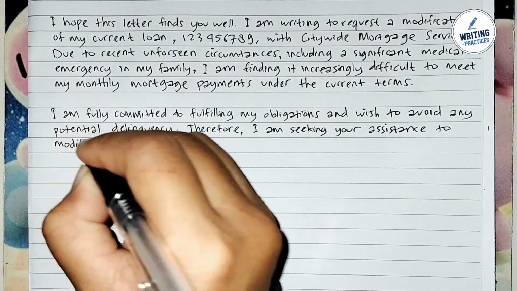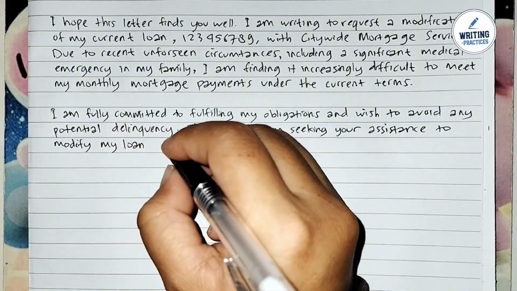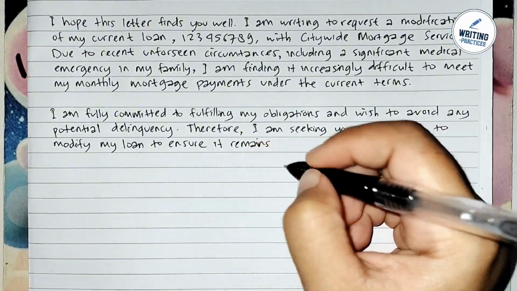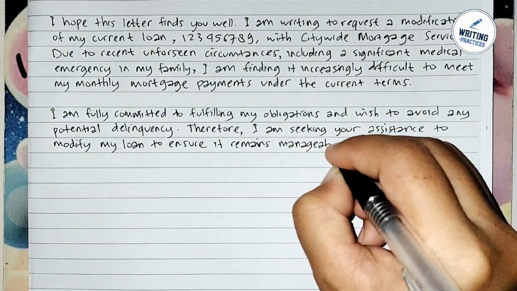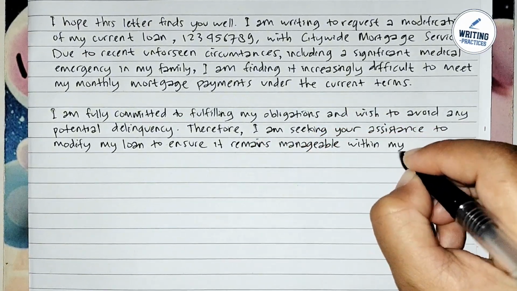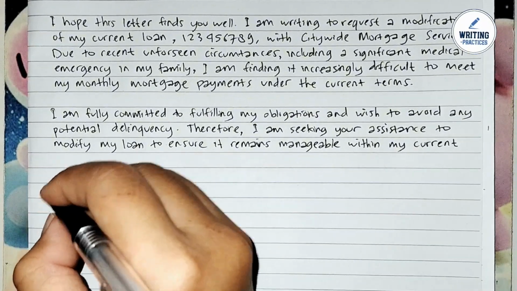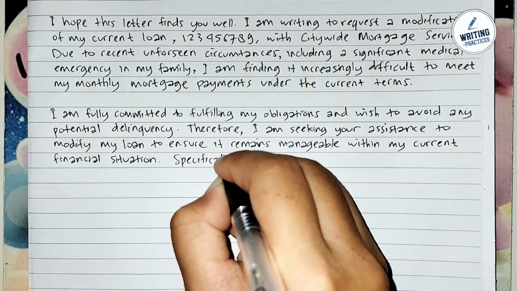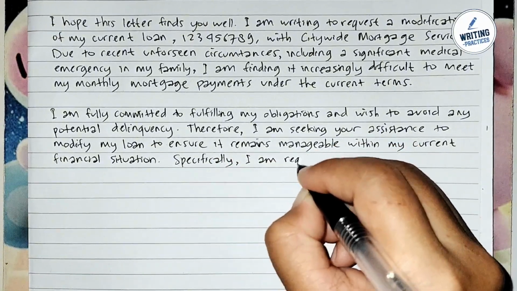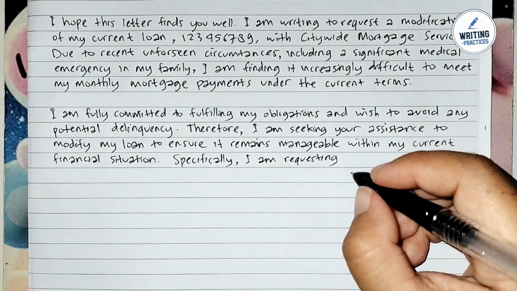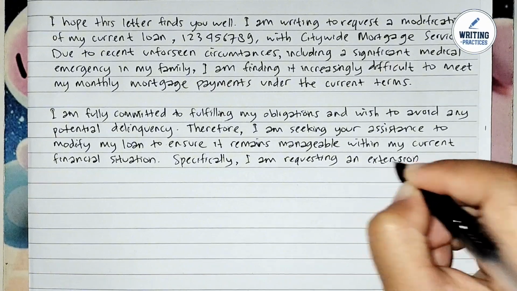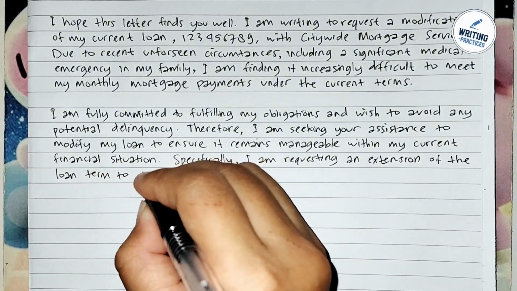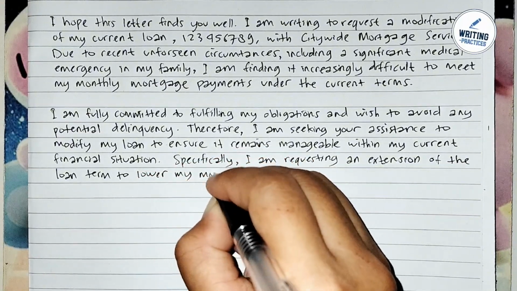After that, continue by stating specific request. In this section, clearly state the specific modification being requested. They are such as an extension of the loan term to lower the monthly payments, or something like that. If you have no idea what to write, you may simply copy this. Therefore, I am seeking your assistance to modify my loan, to ensure it remains manageable within my current financial situation. Specifically, I am requesting an extension of the loan term, to lower my monthly payments.